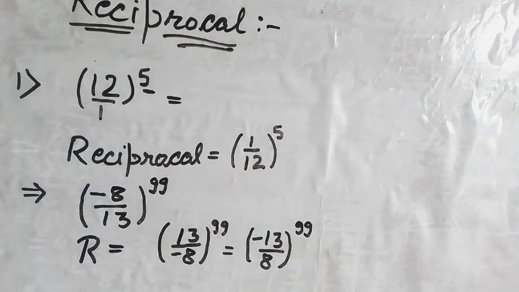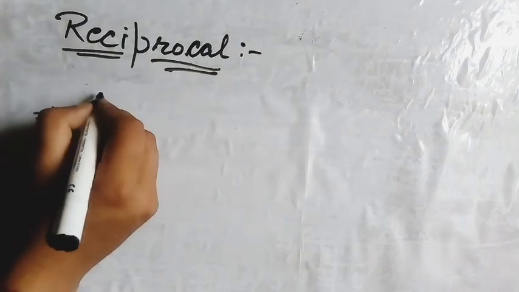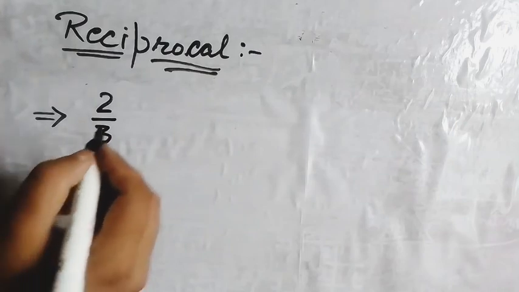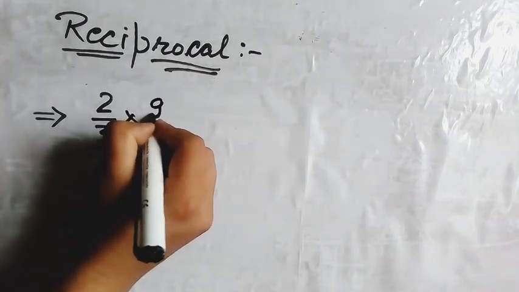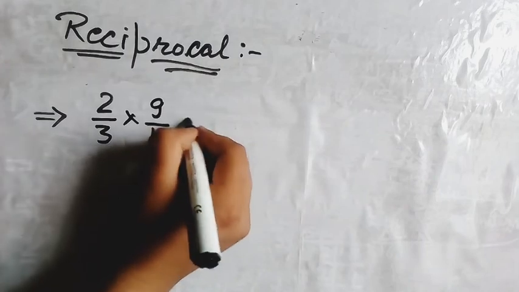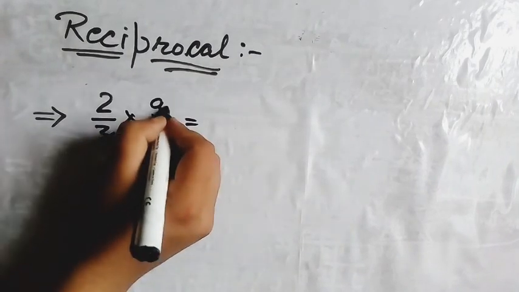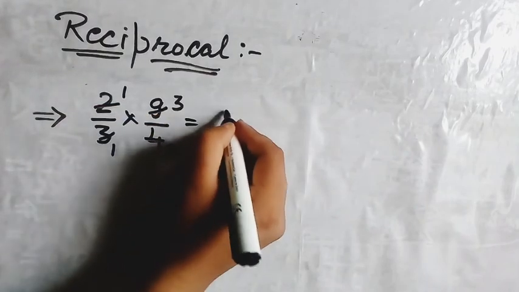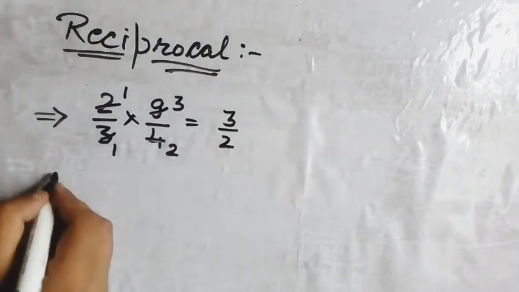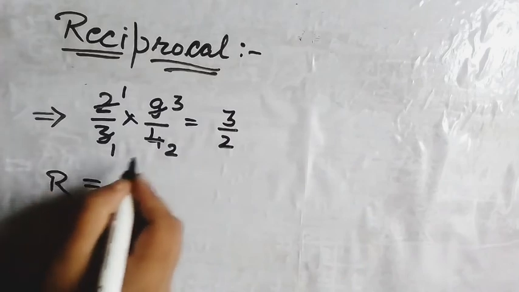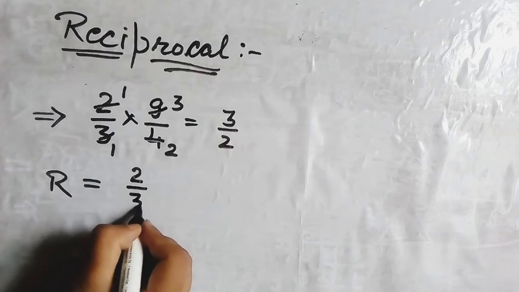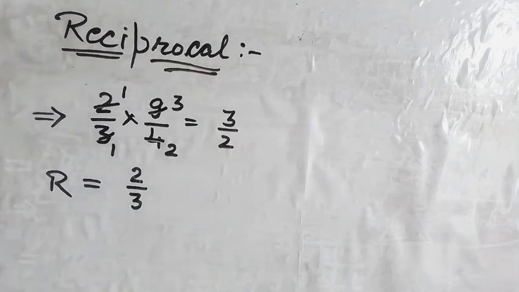Let us see one more question, that is, find the reciprocal of 2 upon 3 multiplied by 9 upon 4. So simplify it first. 3 3s are 9, 2 2s are 4, and it is 3 1s are 3 upon 2 1s are 2, and its reciprocal will be 2 upon 3. You know, to find reciprocal we have to exchange numerator and denominator.